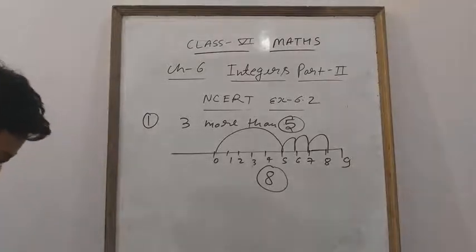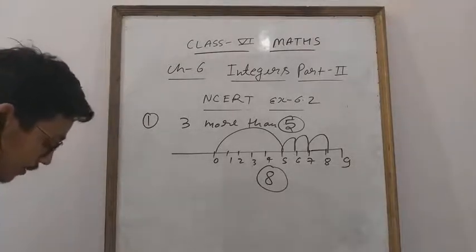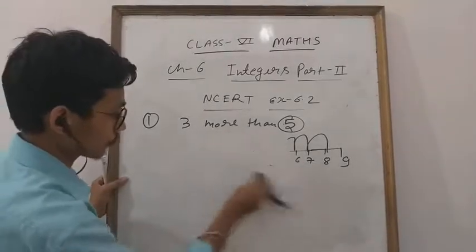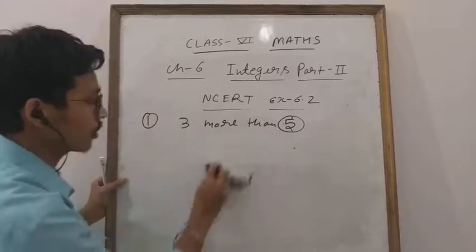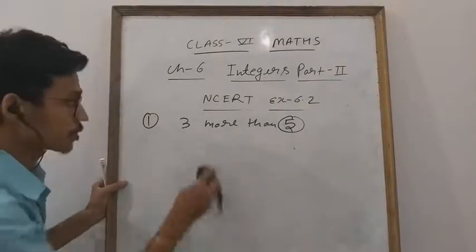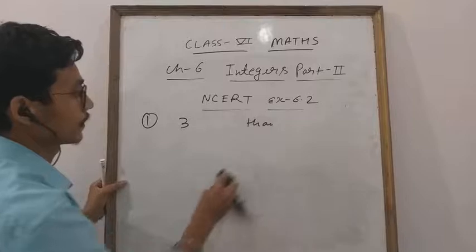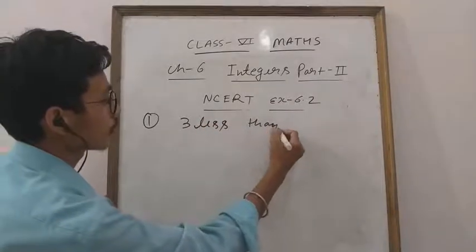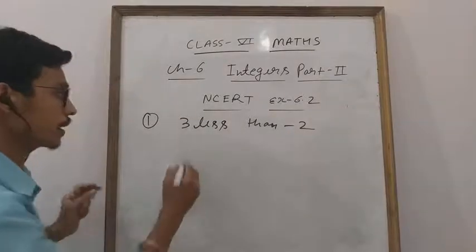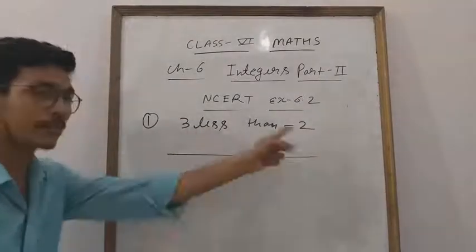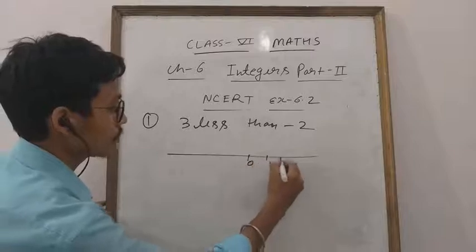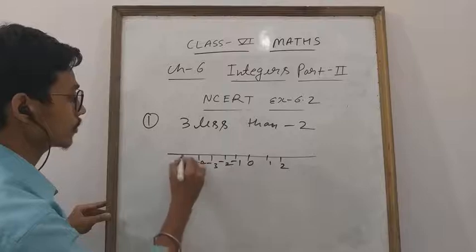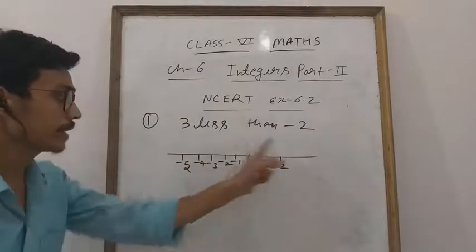Okay everyone, another question I am going to take. 3 less than minus 2. In this case, what will we do, student? See, this is a number line: 0, 1, 2, minus 1, minus 2, minus 3, minus 4, minus 5. 3 less than minus 2, student.